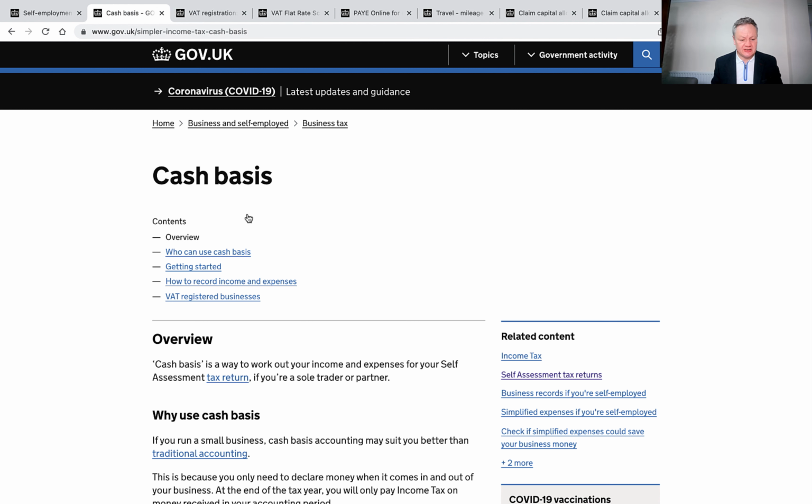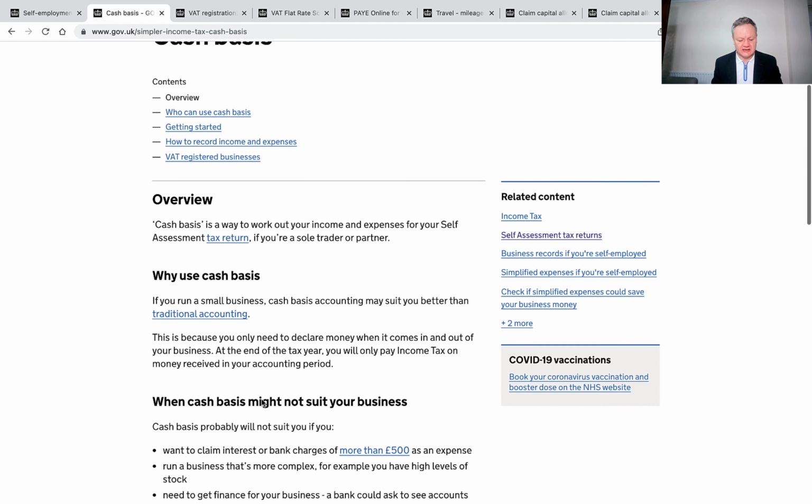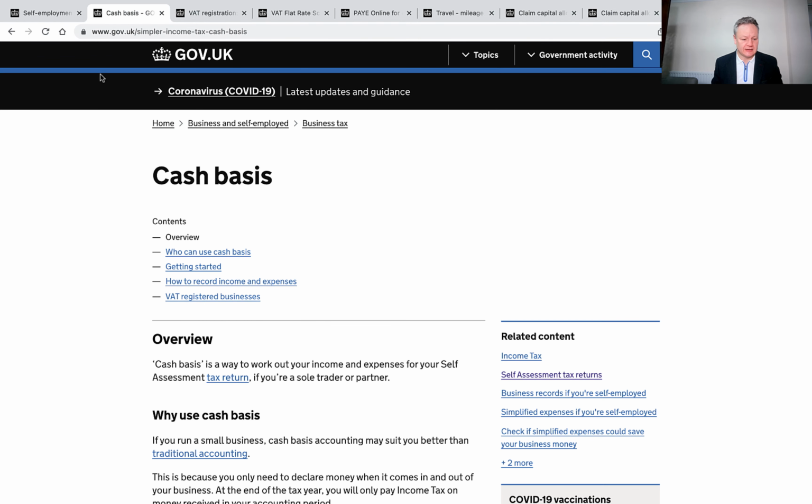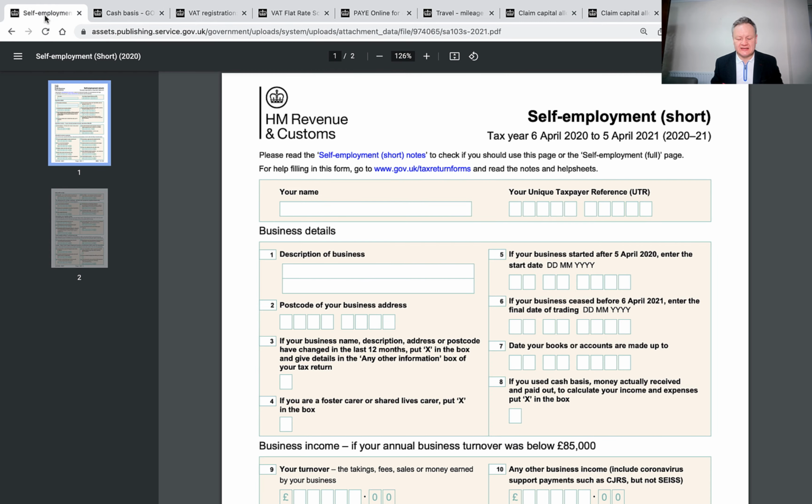There are some details as it said here. Just put cash basis in Google and it will come up on this particular website. I'm not going to go into too much detail in here. It gives you some ideas of what you can do it for, whether it's suitable for you or not, and gives you some good examples. So HMRC's website is very good for that side of things. So cash and accruals basis, yeah, are you using the right one?